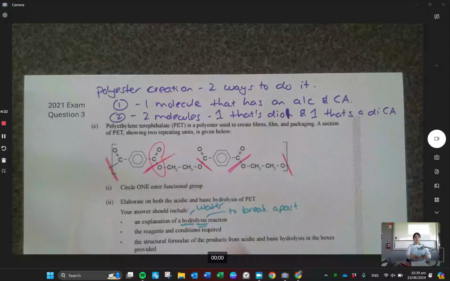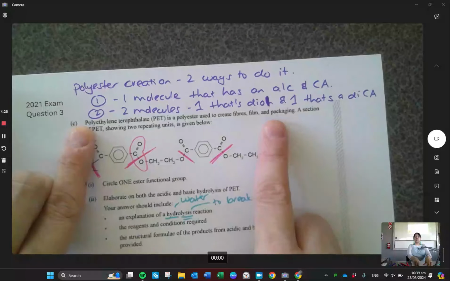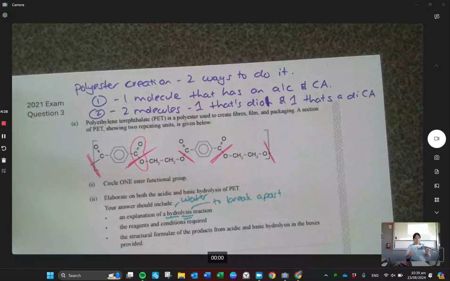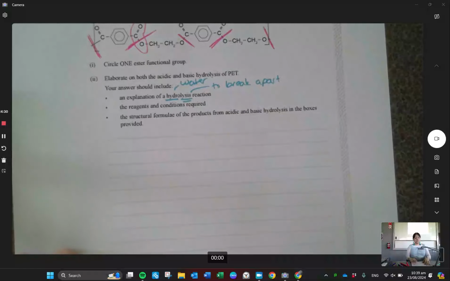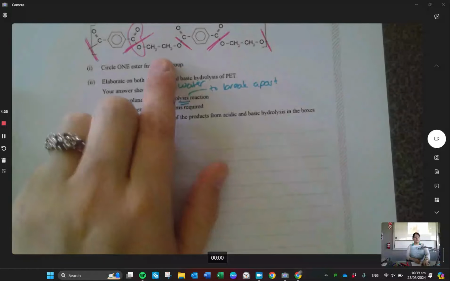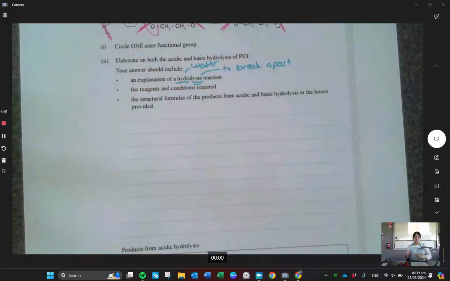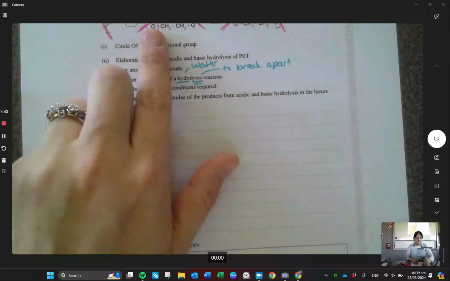So in this case, when I look at this molecule here, I have option number 2. We have two different molecules that are building up this polymer. In acidic conditions, actually, let me backtrack. In both conditions, whether it's acidic or basic, you're going to get the same alcohol because the alcohol is not affected by the pH conditions. So in both answers, you can write down the alcohol.